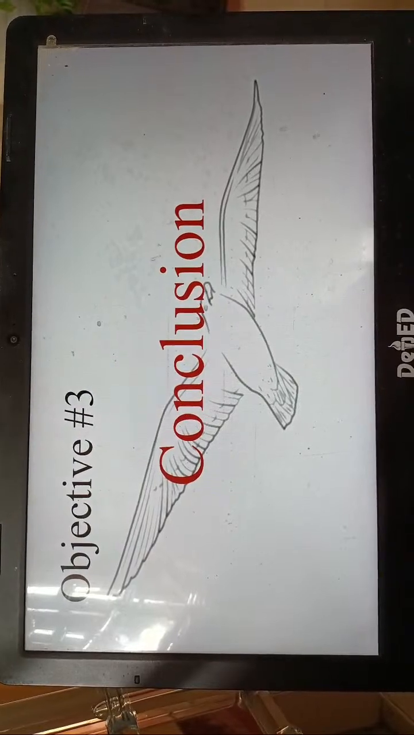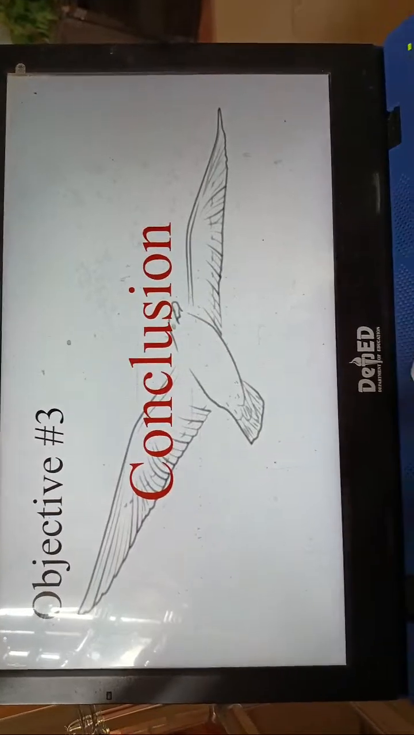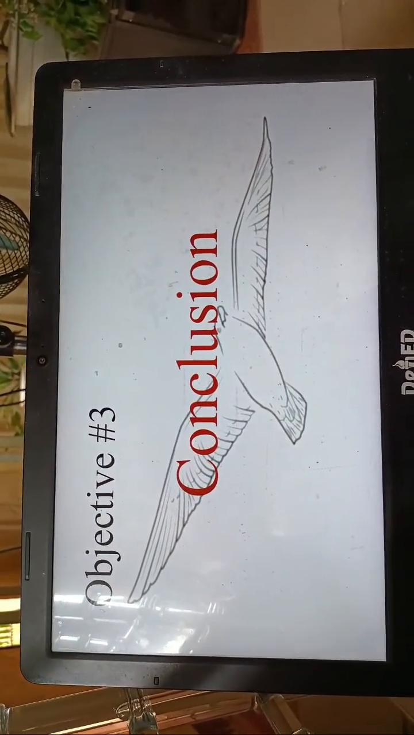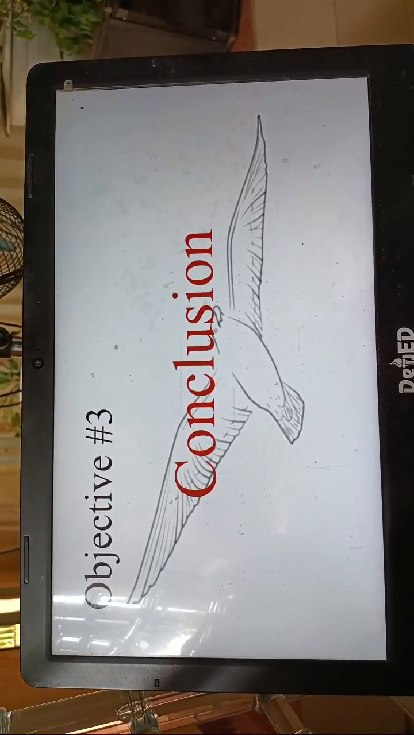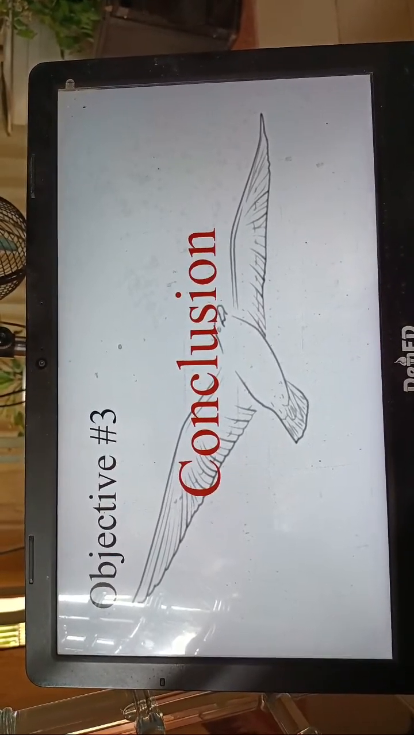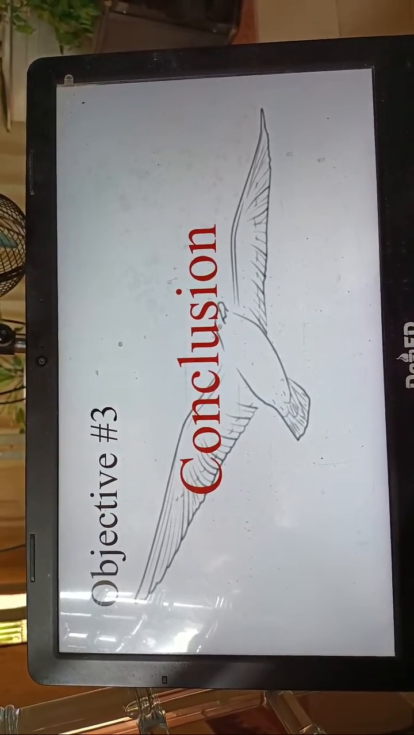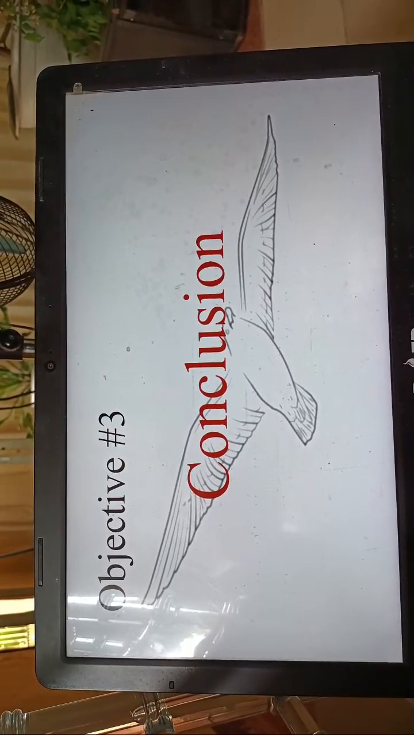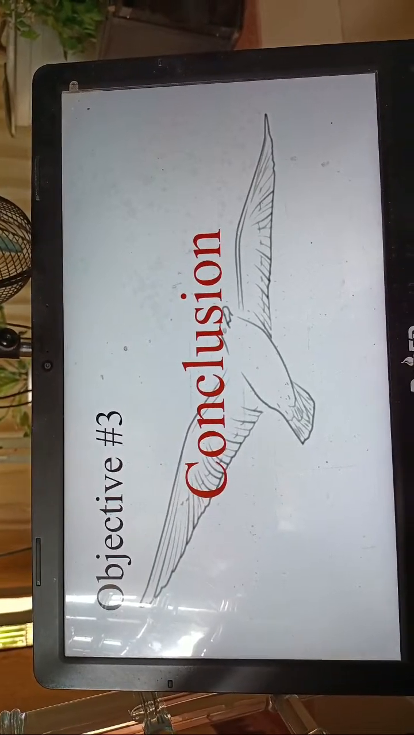So for our conclusion, for our objective number 3, always keep in mind that in exercising your freedom, always consider the consequences of your actions. And in every action, there is always a consequence. If the consequence is positive, it means you exercised your freedom well. But if the consequence is negative, then it means that you used your freedom in a wrong manner.